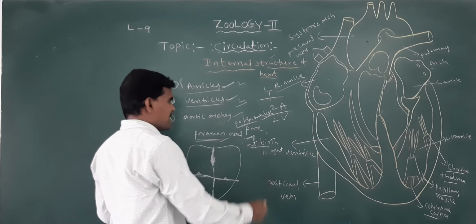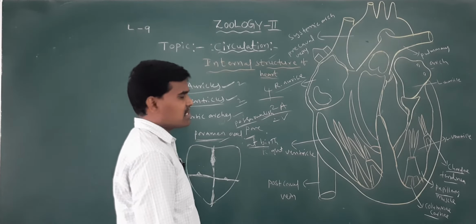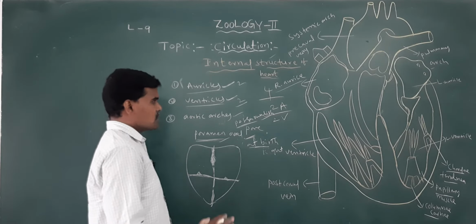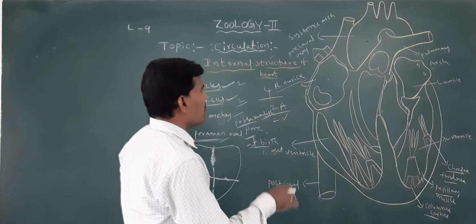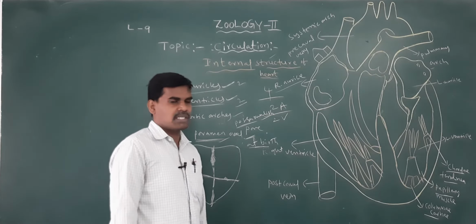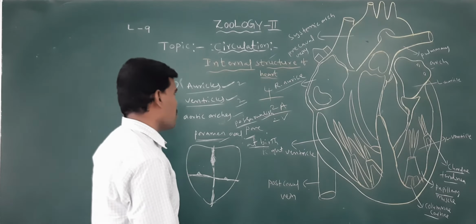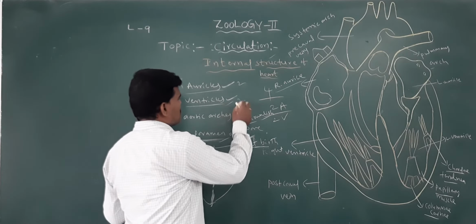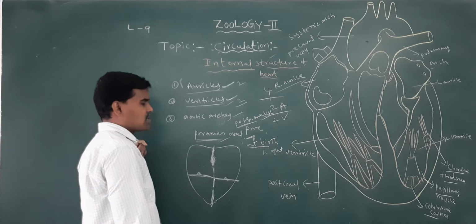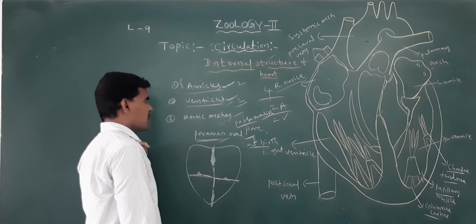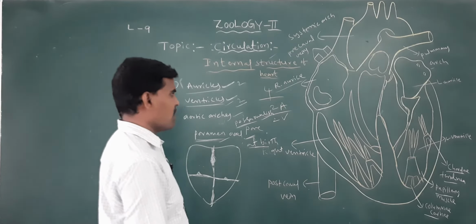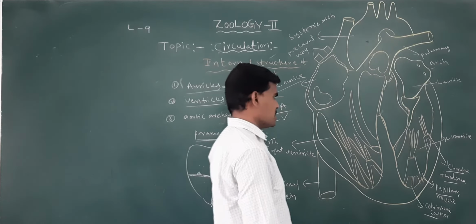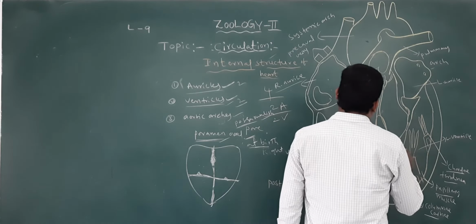The ventricles are pumping chambers, not receiving chambers. The ventricles pump blood into the pulmonary arch and the systemic arch, hence they are called pumping chambers. The ventricle walls are thick.